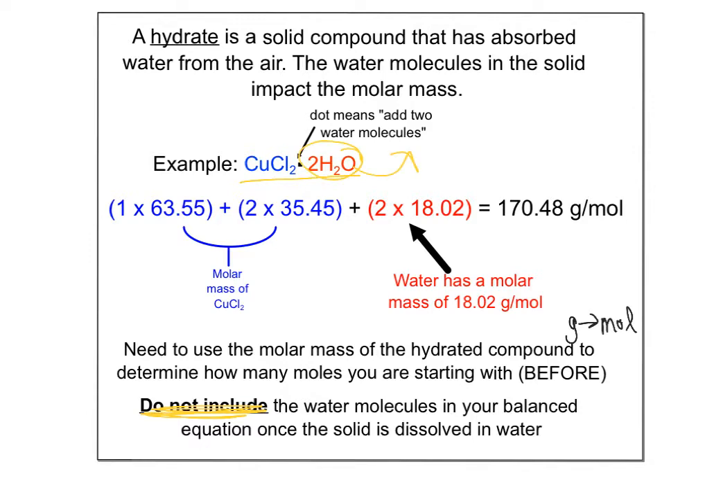So really, here's what you care about. When you go from grams to moles for your BCA table with the starting mass, you're going to use this molar mass instead of the normal molar mass of just copper with chlorine, and then pretty much the rest of the lab you will ignore the fact that it started with water.